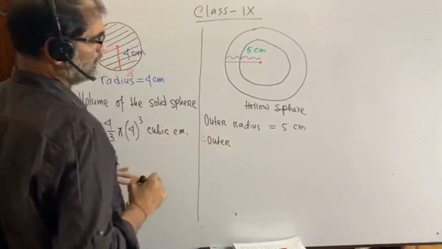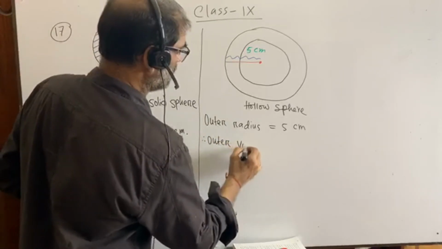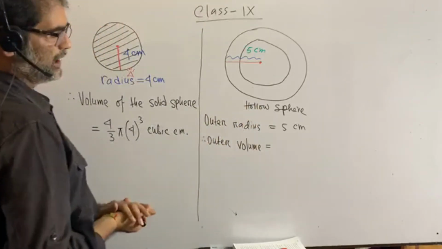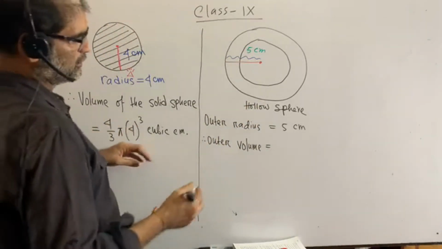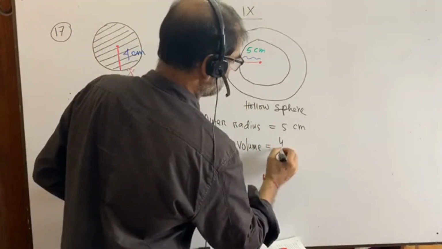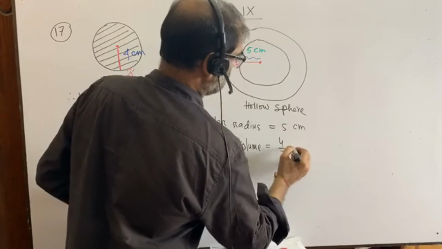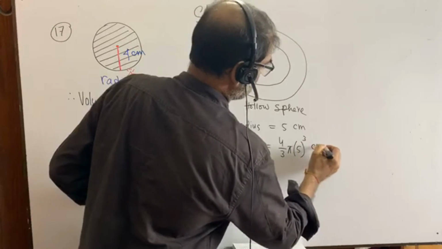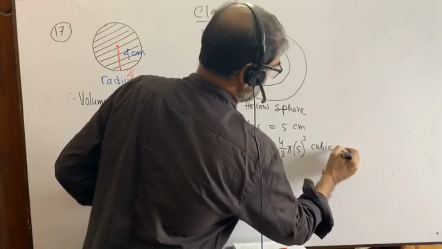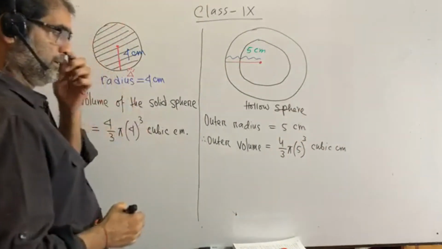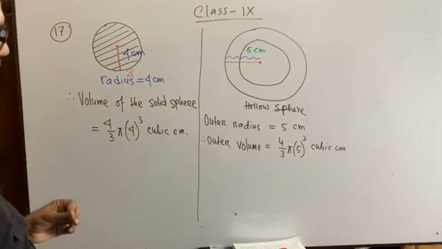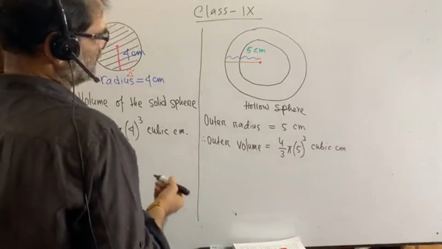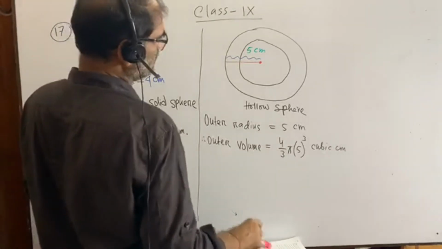Therefore outer volume will be equal to, what is the formula? As usual formula, 4 by 3 pi a cube cubic centimeter. Now you see, there is a thickness in this question.